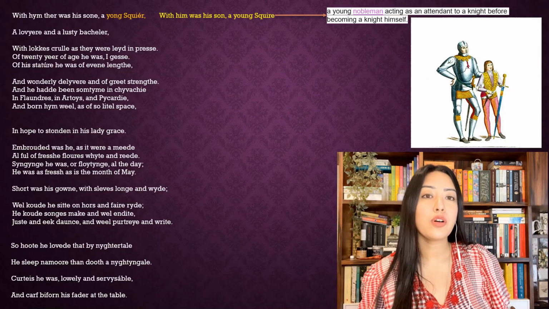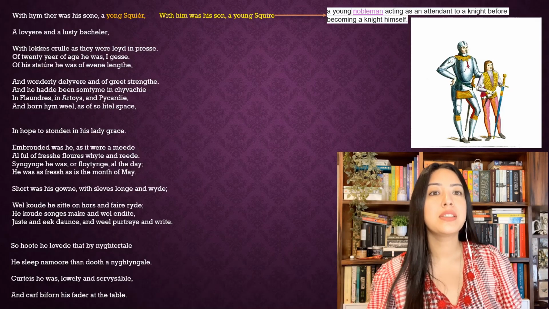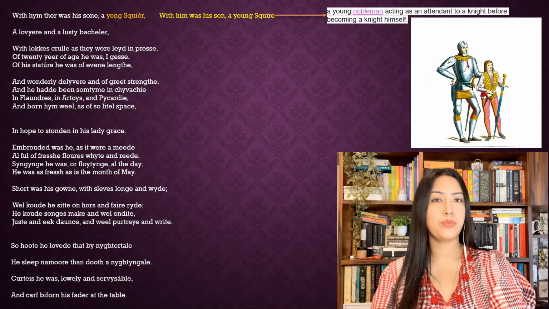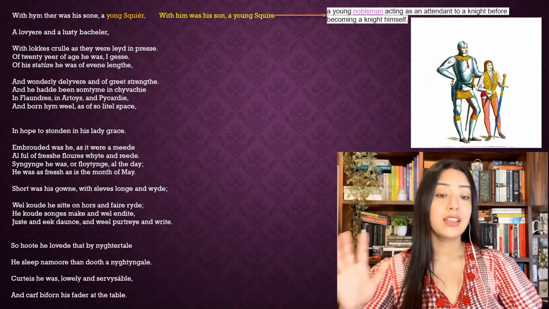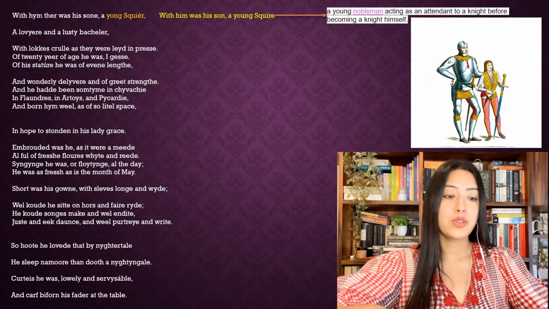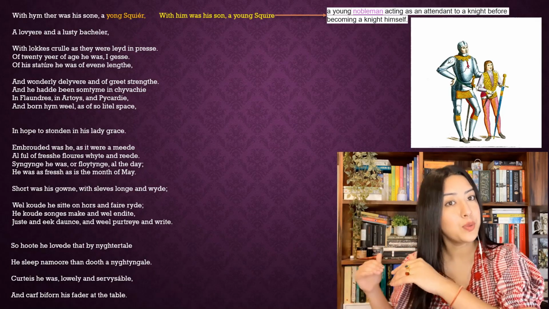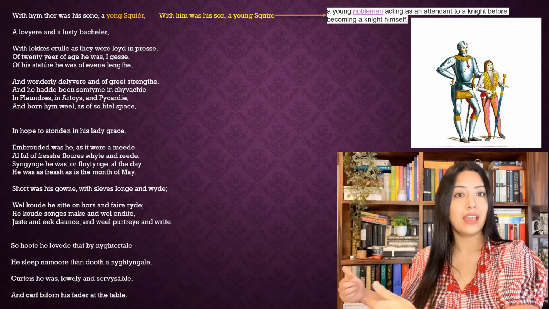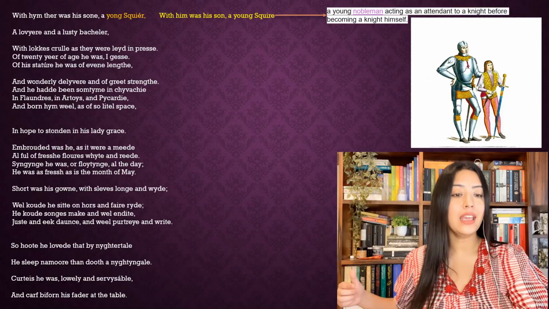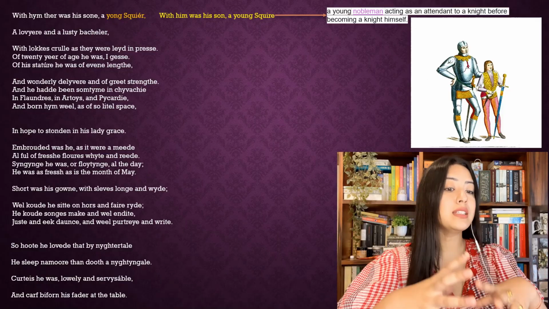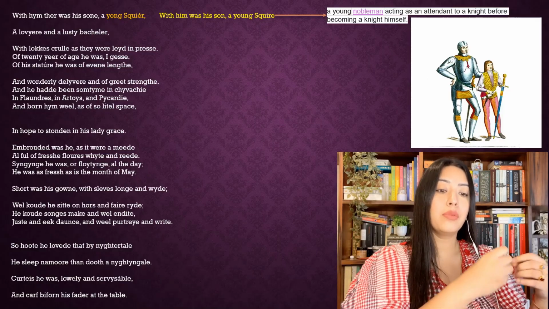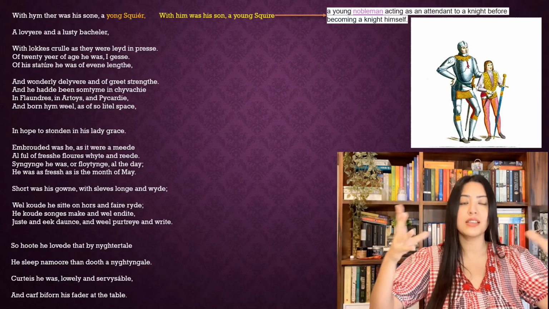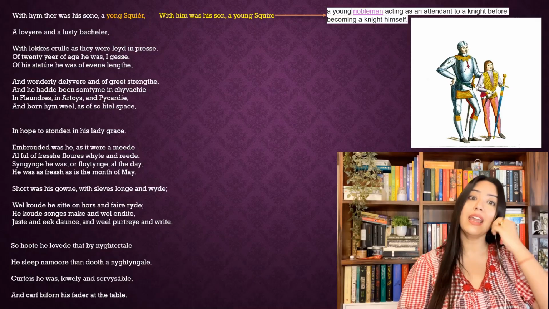Now, today, of course, we have studies. We go to school, we study, college, then university, and then we go for a different profession. Things have changed. This is Chaucer's time we're talking about. So the son is attending to his father because he himself is a knight in the making. He is acting as an attendant to a knight before becoming a knight himself. So he is like an apprentice. This is the easiest way that I could explain it. So he is a young squire.